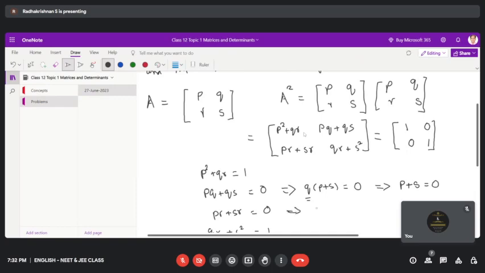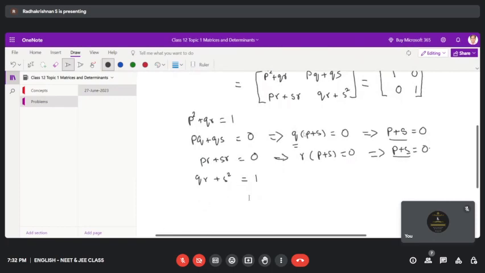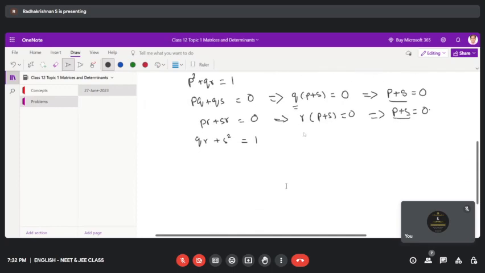So look at this also. R into P plus S equal to 0. Again, R is not 0, therefore P plus S equal to 0. It is given that the sum of the diagonal elements is A, and we have got their value. So from this, what can we conclude? Sum of the diagonal elements is A, therefore A equal to 0.